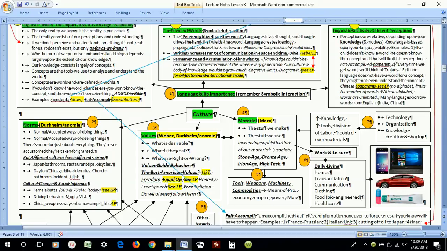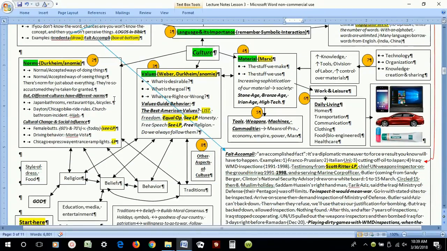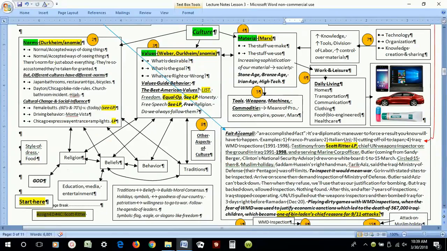Fait accompli, right, is a term, all right? Now, what it means is, I guess it's Latin, right? One of those old classic concepts. It means an accomplished fact, right? And what it actually is, it's an old diplomatic maneuver to force a result that will have to happen, right?